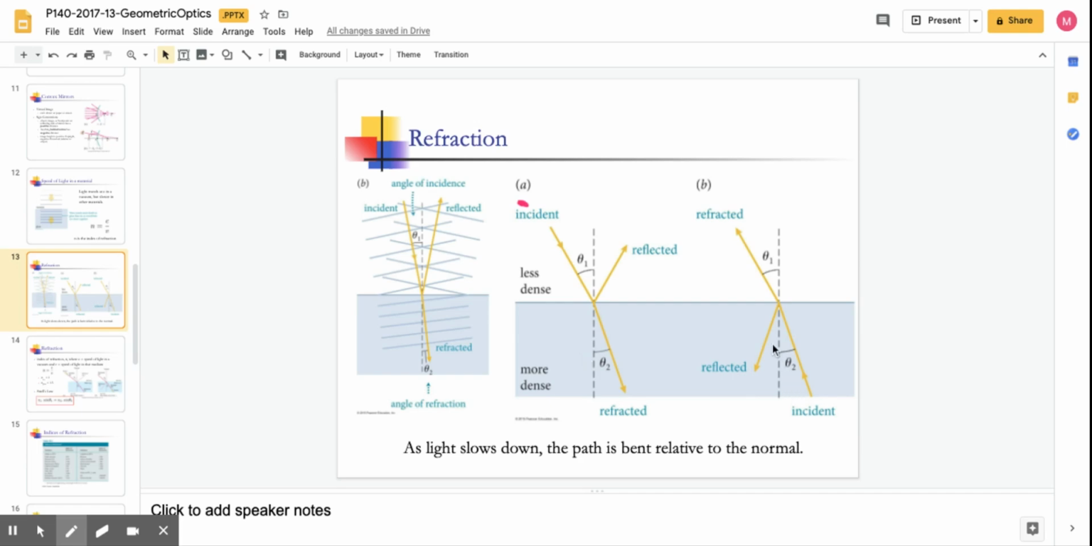Here's another example where now our light source is down here. And again, we have angle of incidence and angle of reflection, usual formulas. But now we're going from more dense to less dense, and so now the ray bends away from the normal. So when it goes from less dense to more dense, it bends towards the normal. When it goes from more dense to less dense, it bends away from the normal.